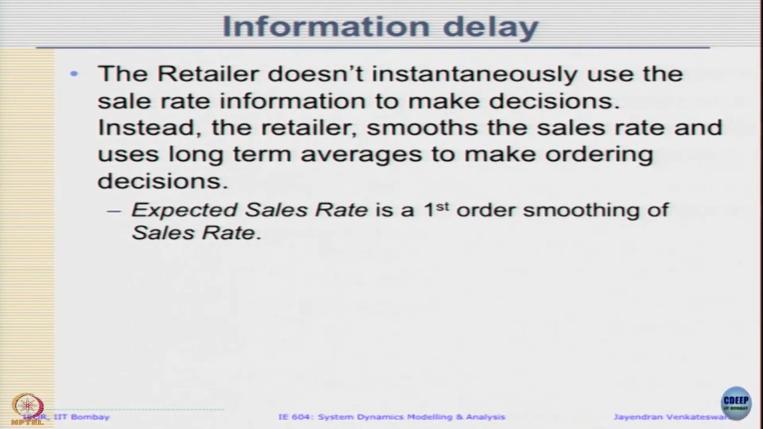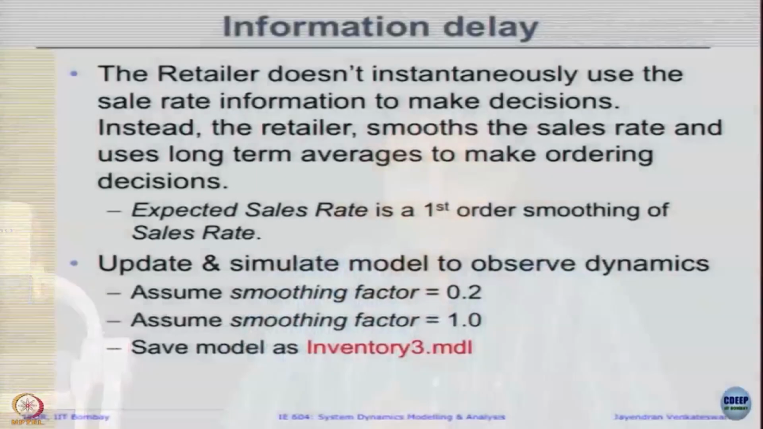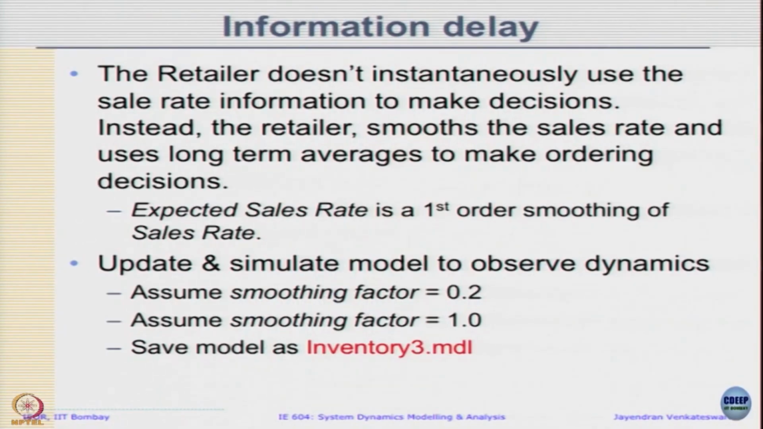So, this is where you should notice the modeling aspect, where if we use sales rate as a variable versus if you are going to smooth it, what is going to happen, that is what we are going to find out. To do first order exponential smoothing, let us do it explicitly. So, let us model the expected sales rate as a stock and do a first order exponential smoothing based on that. So, we will update the model and observe dynamics assuming a smoothing factor of 0.2.